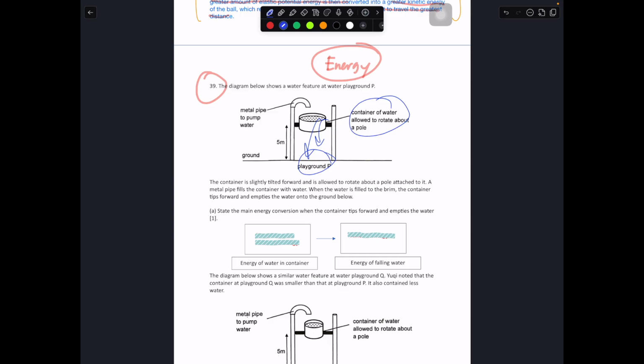So what is the energy of the water in the container? So it is above ground. Perhaps we are just talking about the water in the container not moving at all. GPE, gravitational potential energy. Energy of the falling water. Okay, the word falling gives you the idea of moving, so it should be kinetic energy.